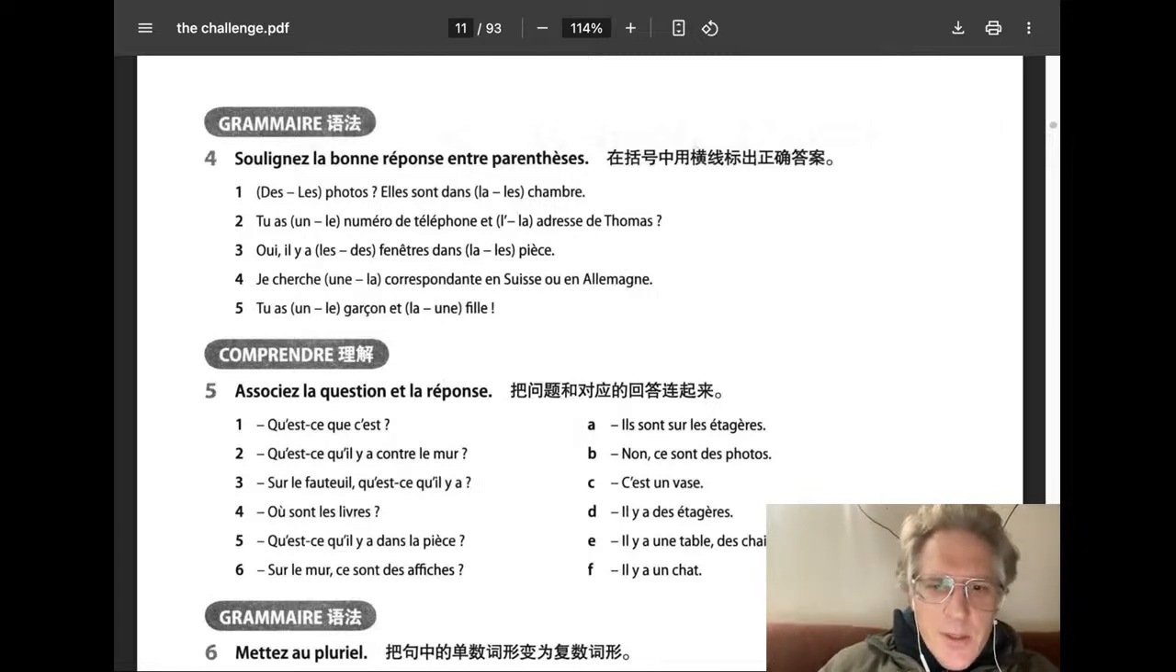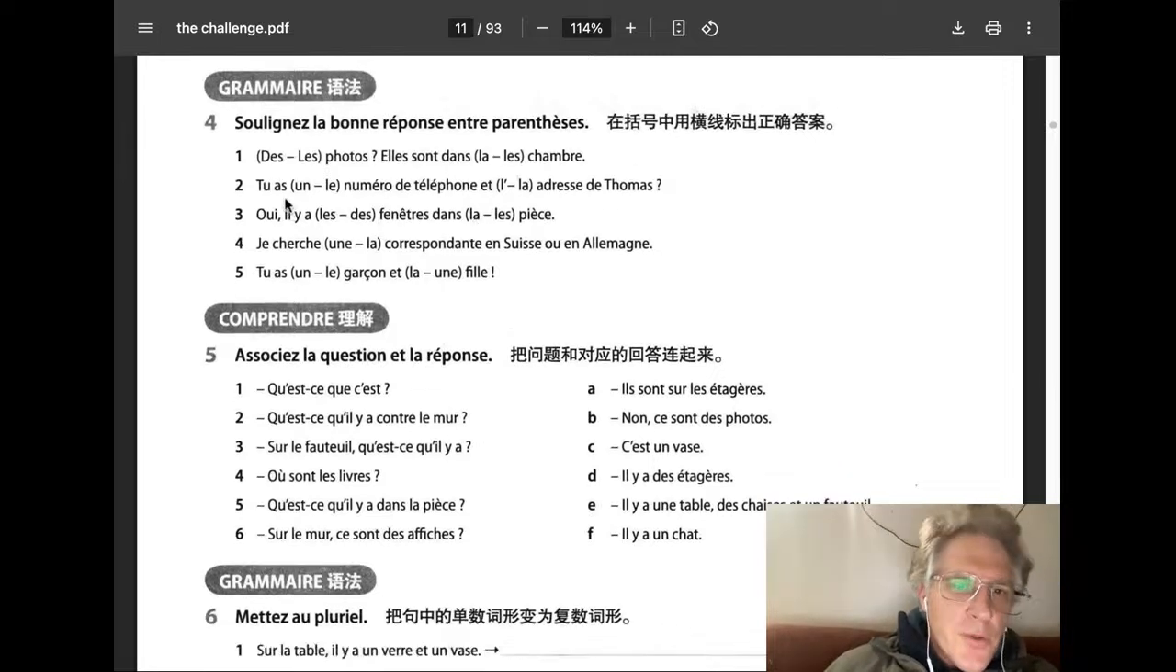So I'm just sending a message to my study buddy. Des photos, some photos, or the photos? Wait. Les means the. So it means actually les. It's correct. Les photos. Yeah, the photos. Yeah, they're in the room.